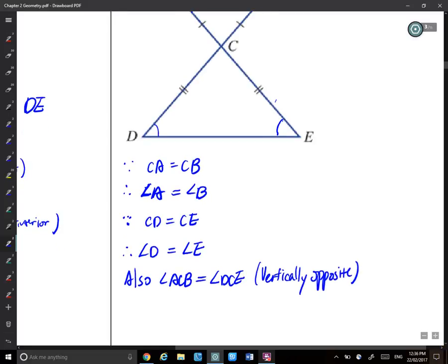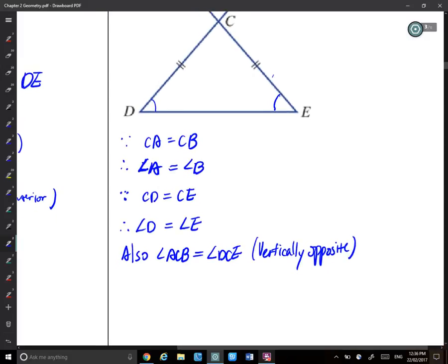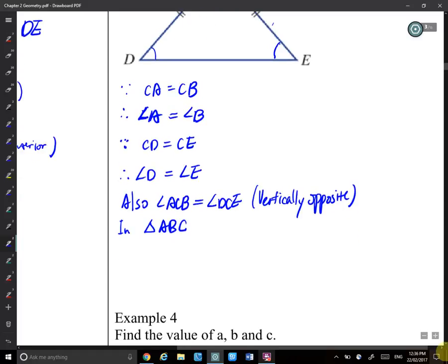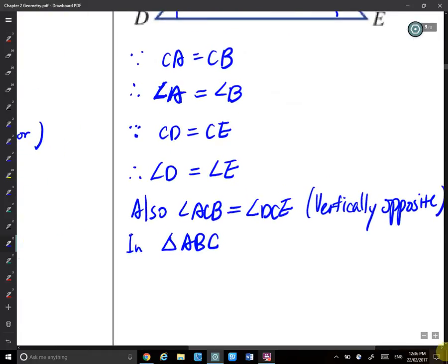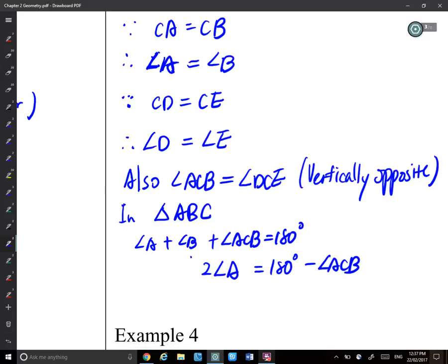Okay, that's vertical opposite. Those two angles are equal. And now you can say in triangle ABC, angle A plus angle B plus angle ACB equals 180 degrees. So 2 angle A equals 180 degrees subtract angle ACB, because angle B is equal to angle A, we proved that before.